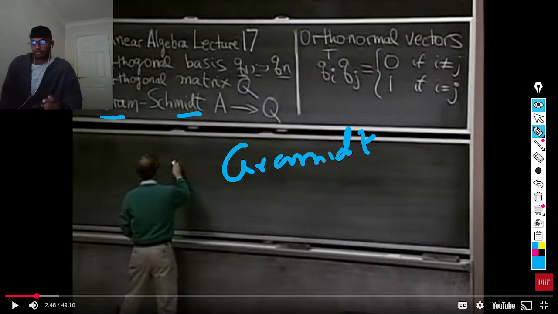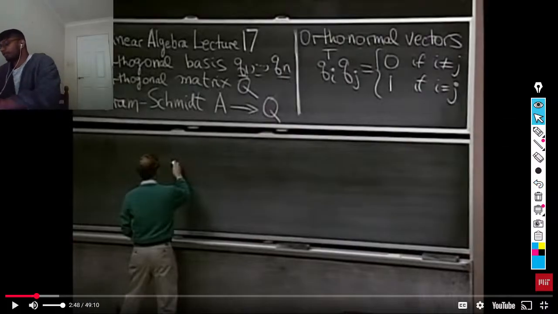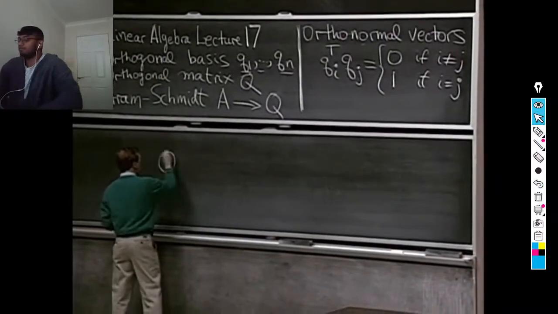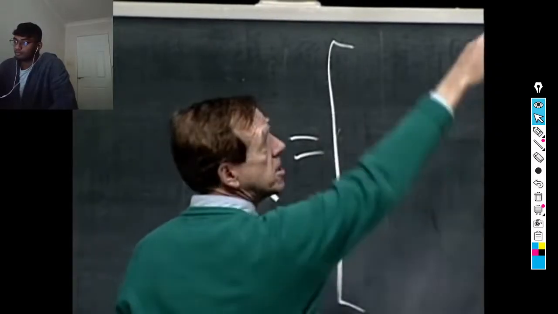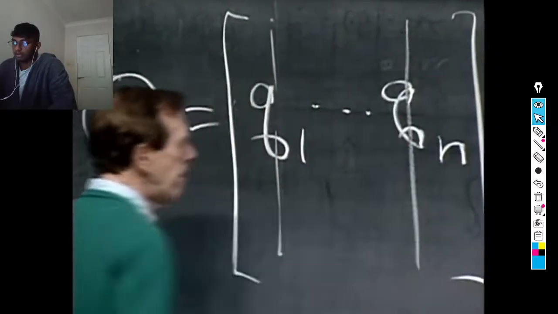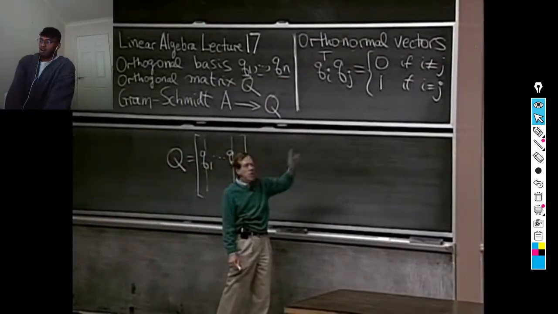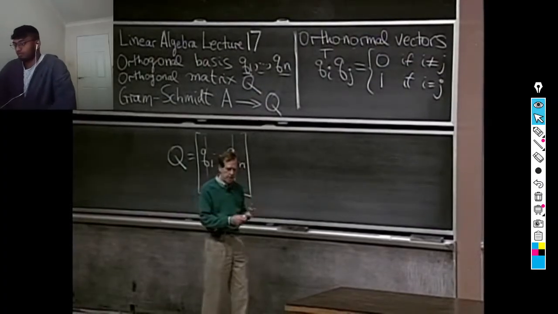Gram matrix. Instead of all this Gram-Schmidt, a matrix Q that has these orthonormal vectors, Q1 will be the first column, Qn will be the nth column. And I want to write this property, Qi transpose Qj being 0, in matrix form.